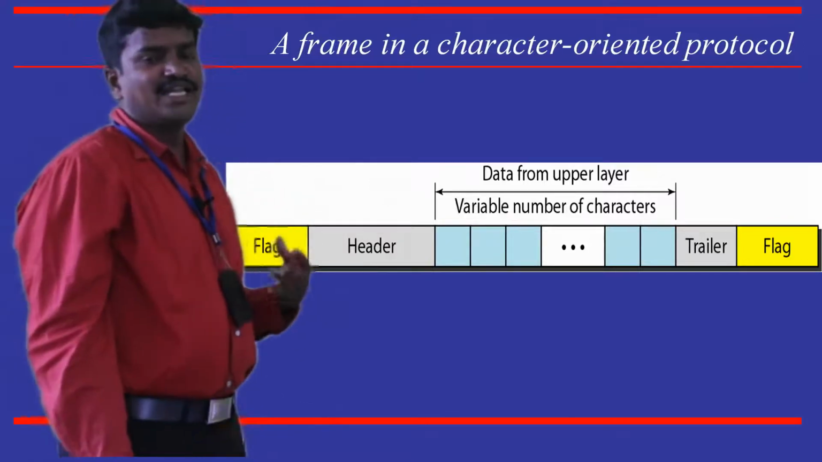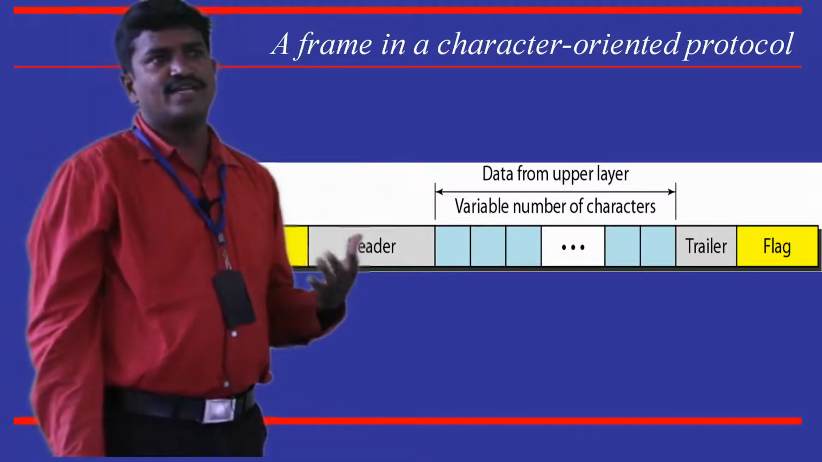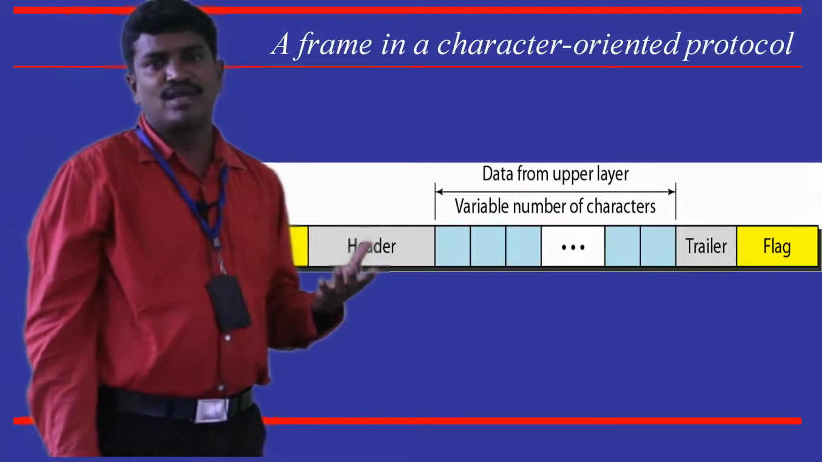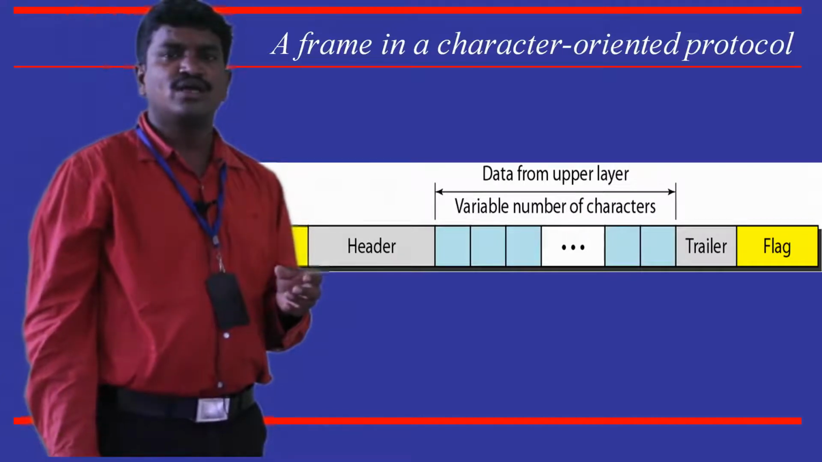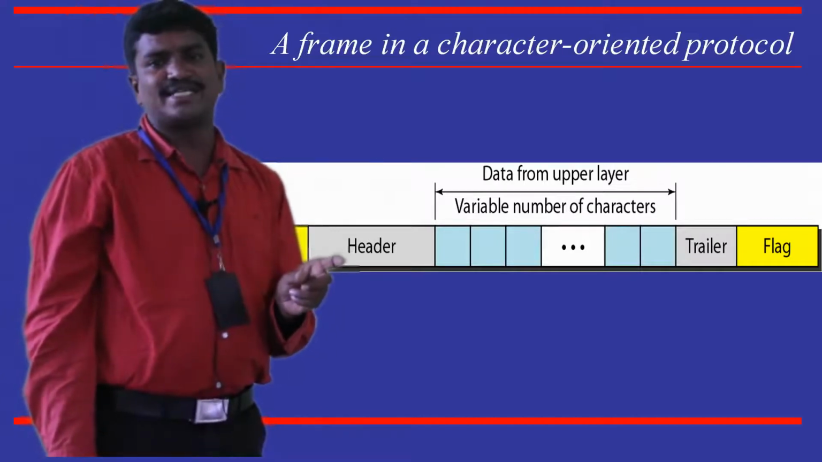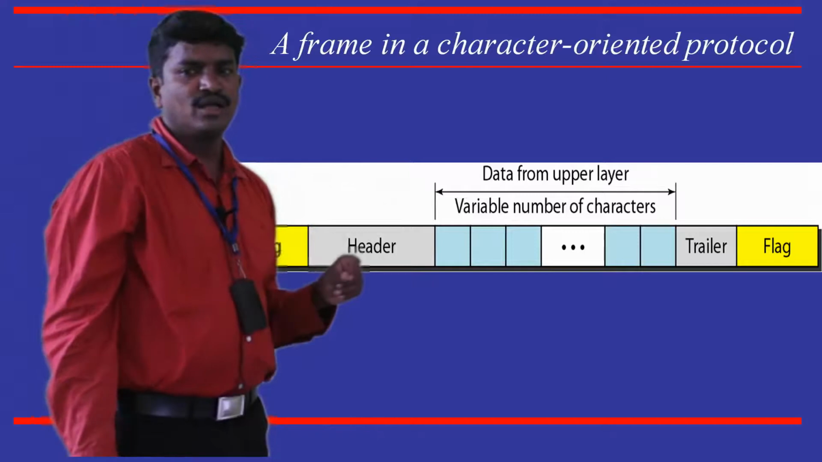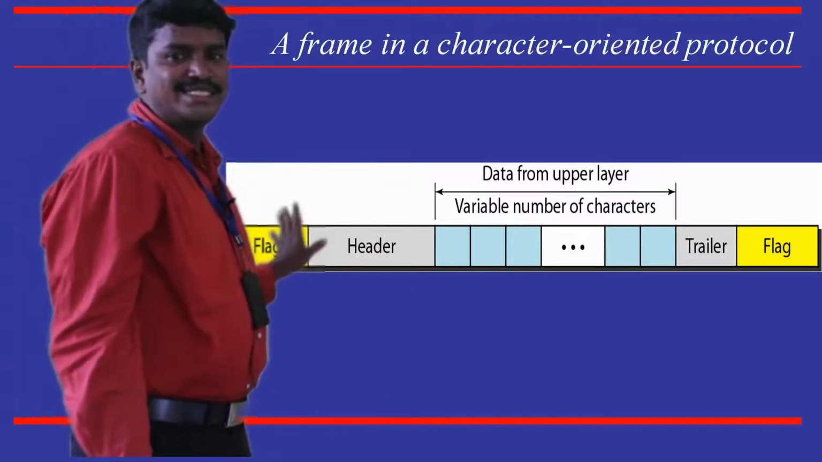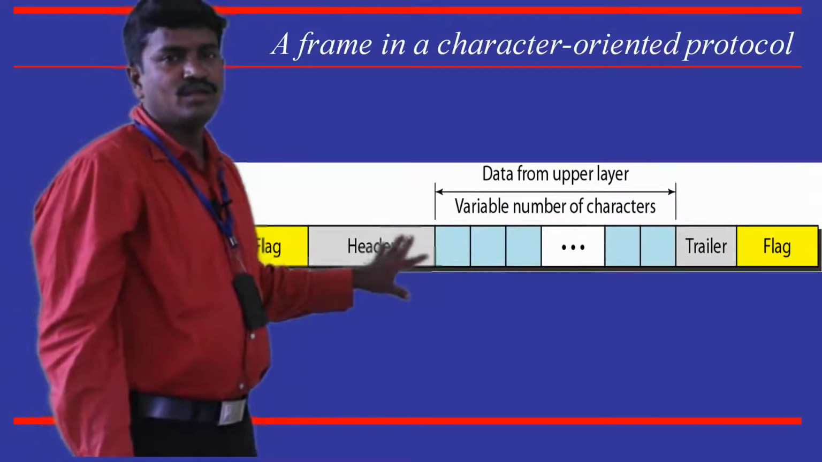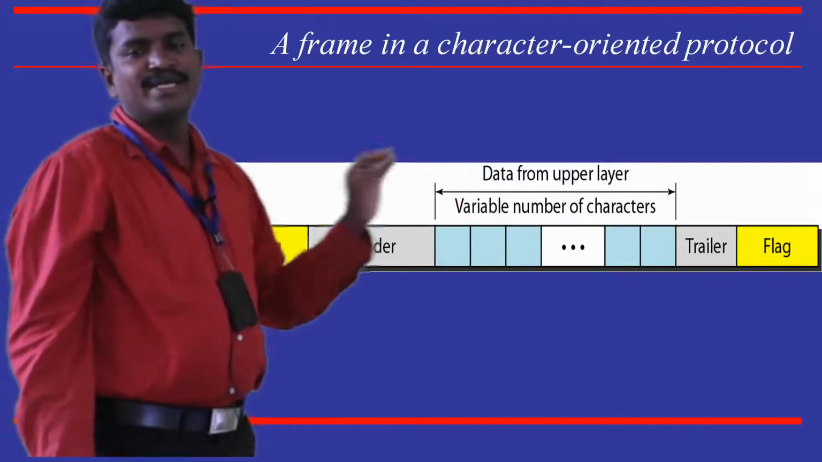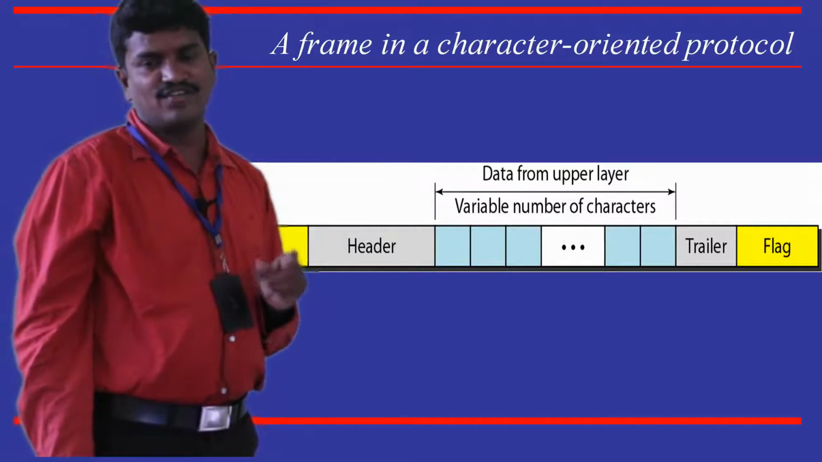Let us say the data link layer is transferring text, then every character is represented with ASCII notation. The ASCII character size is 8 bits, so a byte is used for representing a character. Now what happens in this case is, the entire frame is preceded and followed by a special character, which we call a flag.